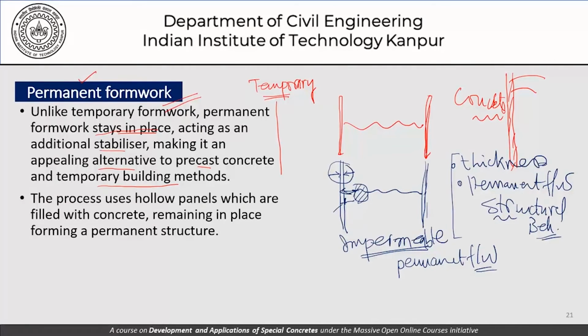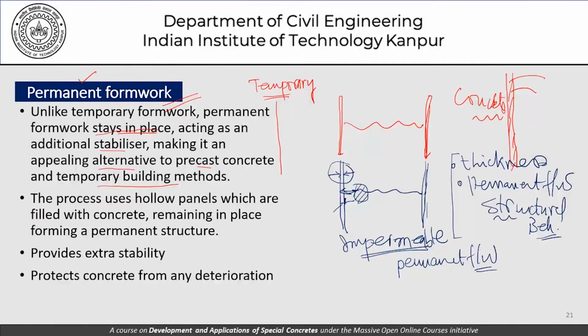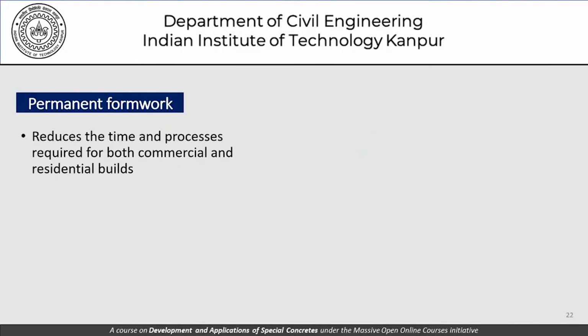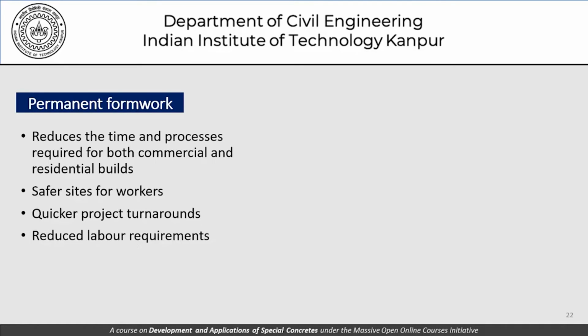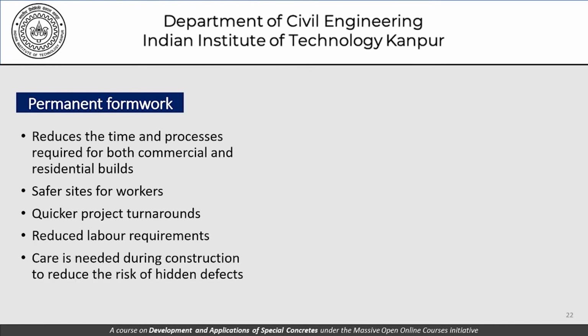The process uses hollow panels which are filled with concrete, remain in place, forming a permanent structure. Provides extra stability, protects the concrete from any deterioration, reduces the time and processes required for both commercial and residential buildings, safer sites for workers, quicker project turnarounds, reduces labor requirement, and care, of course, needs to be taken during construction to reduce the risk of hidden defects.